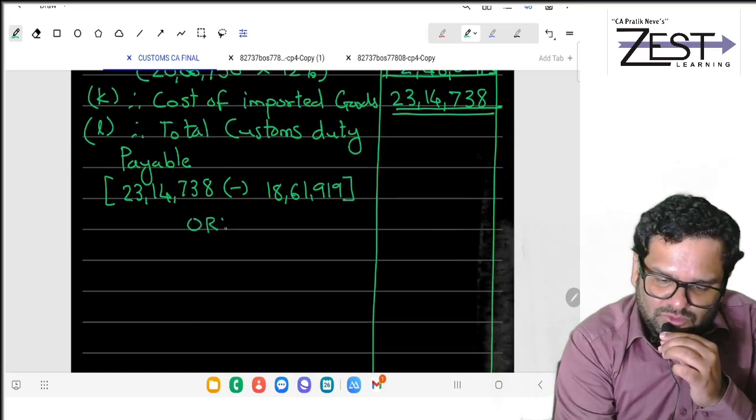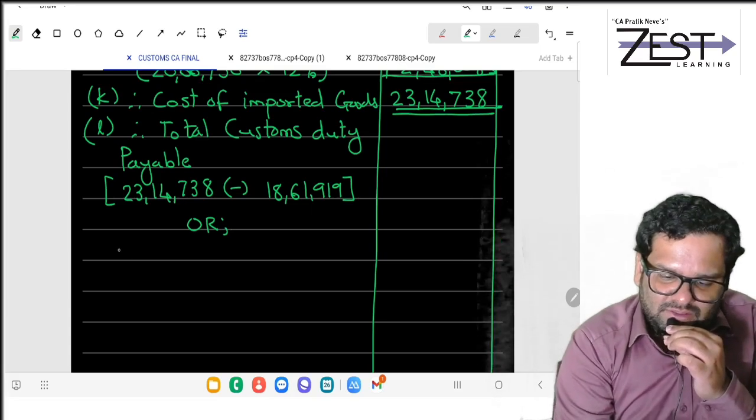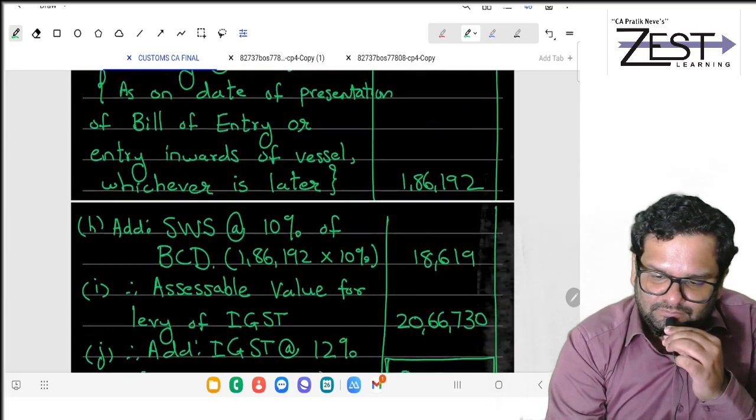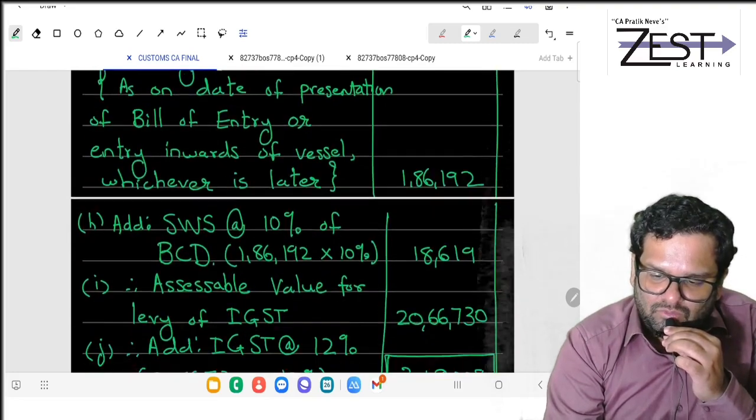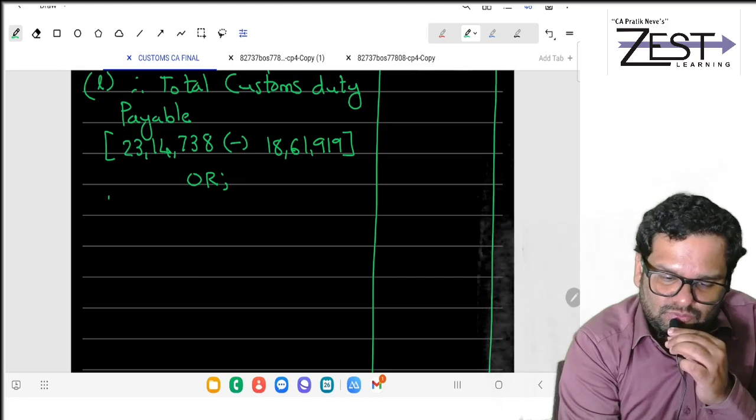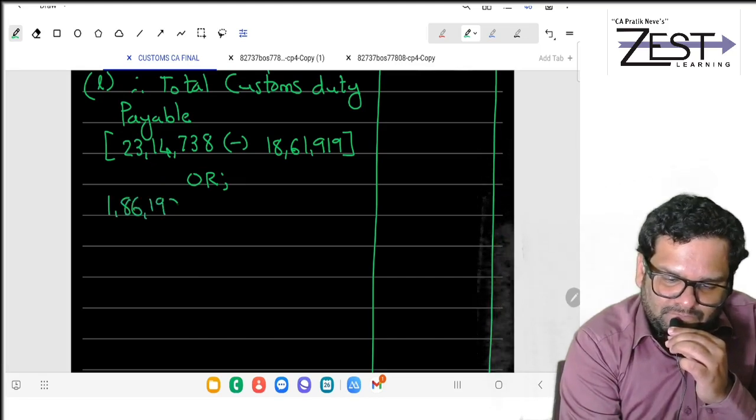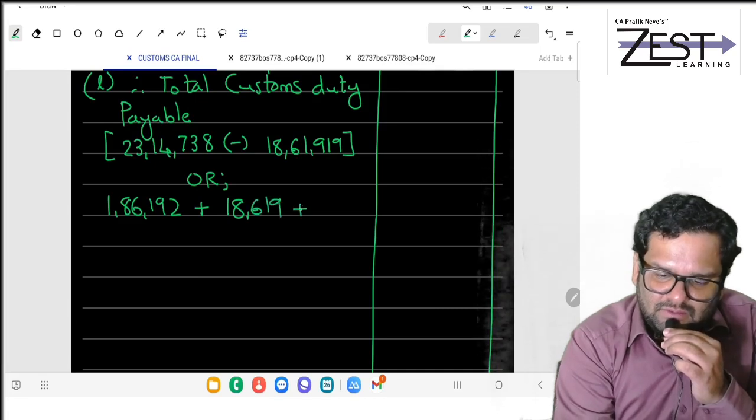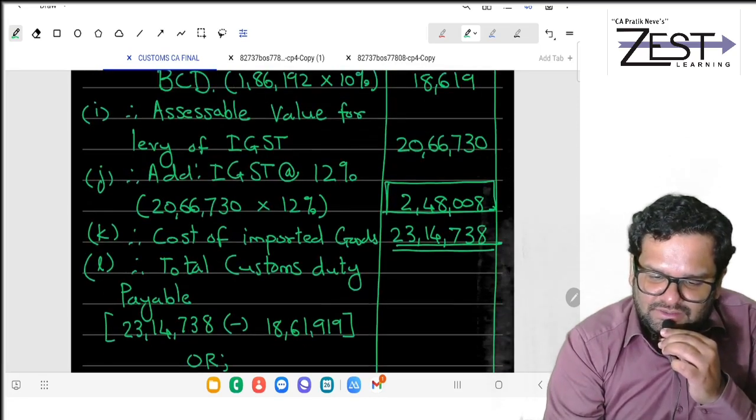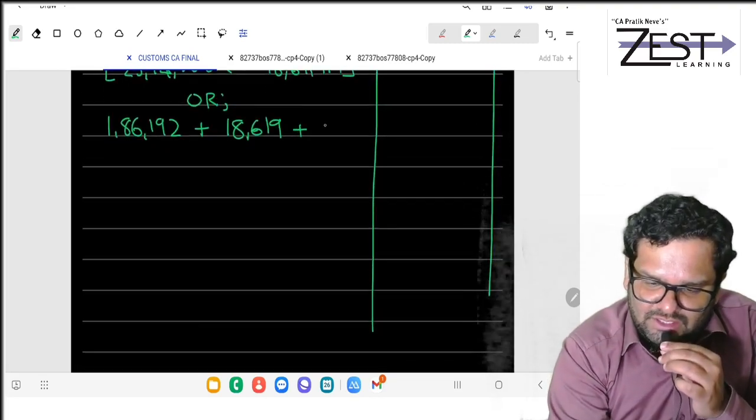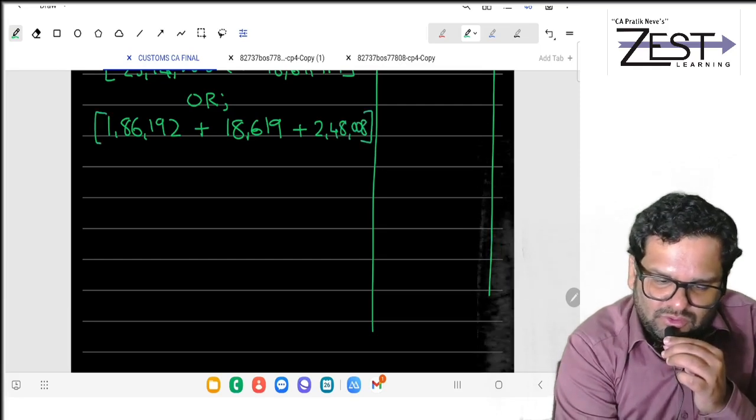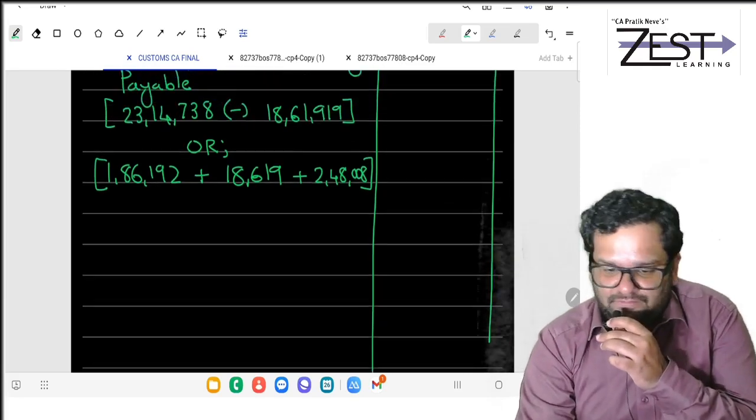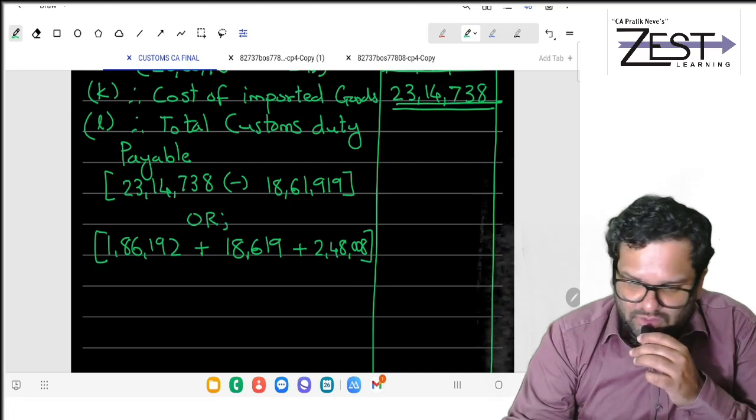or there is one more way, that is your basic custom duty 1,86,192 plus SWS 18,619 plus that IGST 2,48,008. In any way you calculate, you are going to get the same answer. So may I know what answer you are getting?